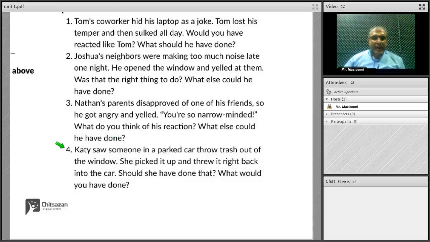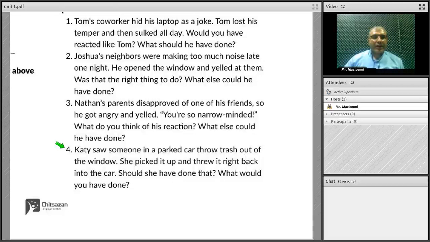Number 4, KD saw someone in a parked car throw trash, garbage, out of the window. She picked it up and threw it right back into the car. Should she have done that? What would you have done?